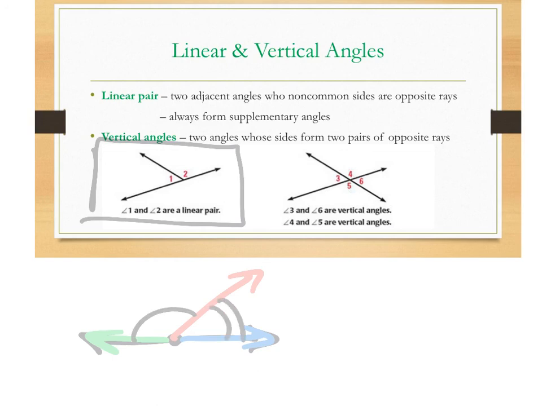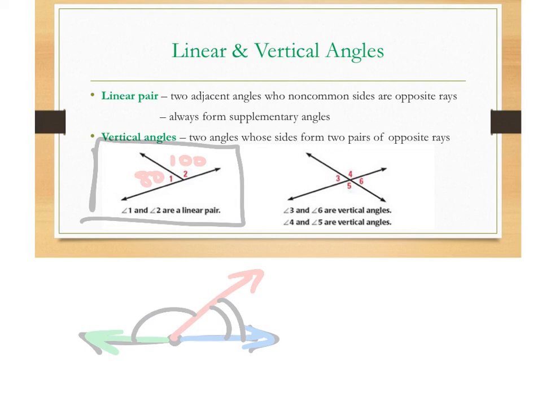So for example, if I told you in this picture that angle 2 was 100 degrees, then you could know that angle 1, because it's a supplement, would be 80 degrees. They form a linear pair. They sit on a straight line.